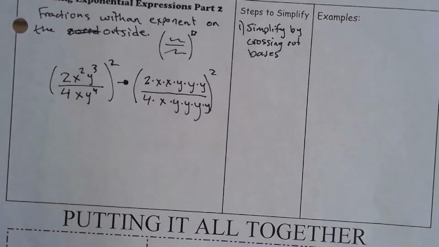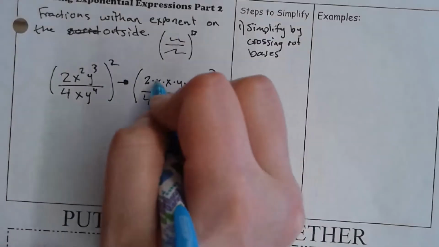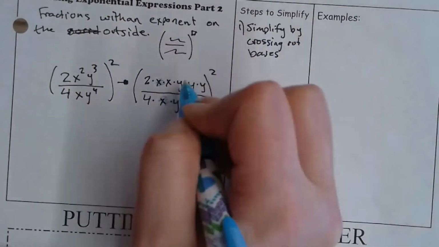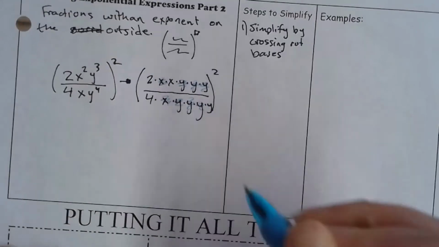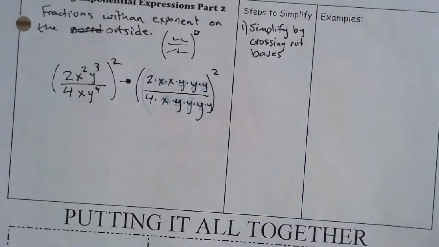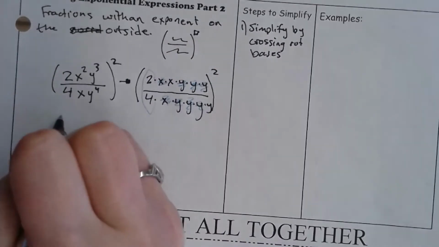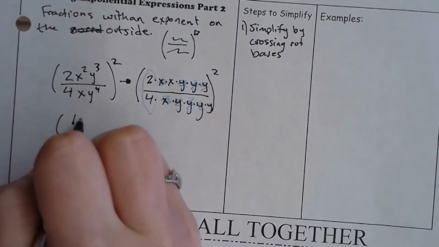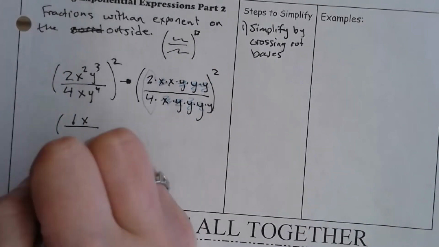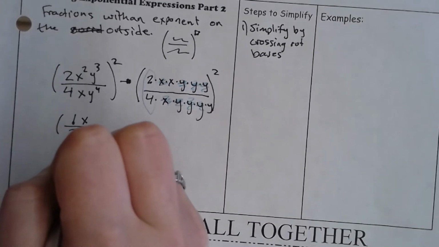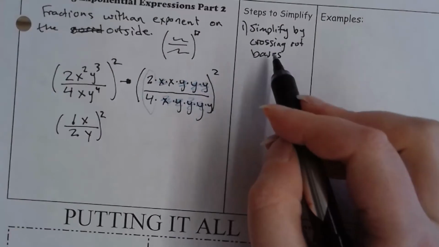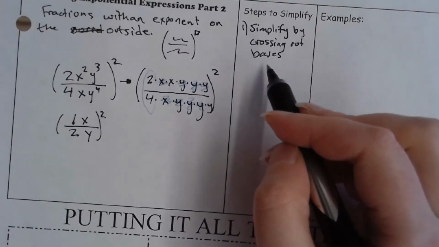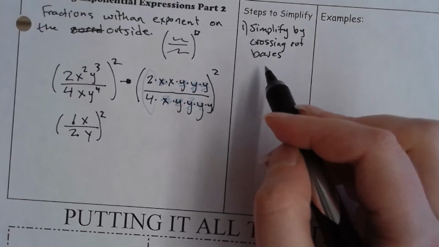So we could cross out our x and our x, a y, a y. Okay, and we could also simplify this to fourths. So that would be 1x over 2y squared. Okay, so that's our first one. Simplify by crossing out bases. Remember, the bases have to be the same.